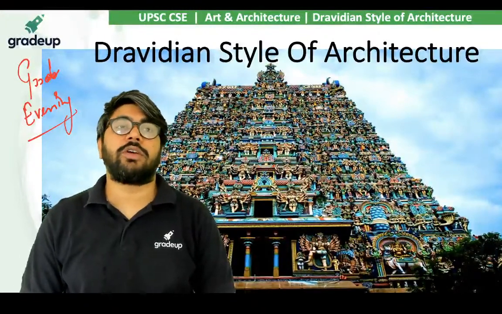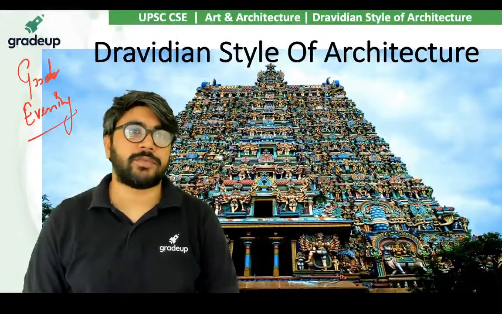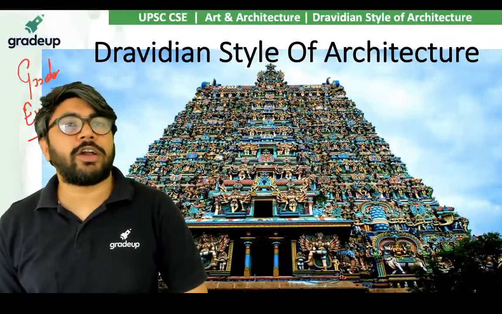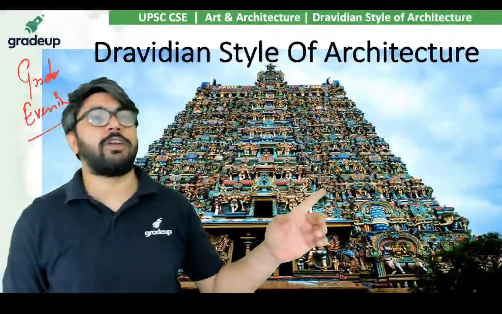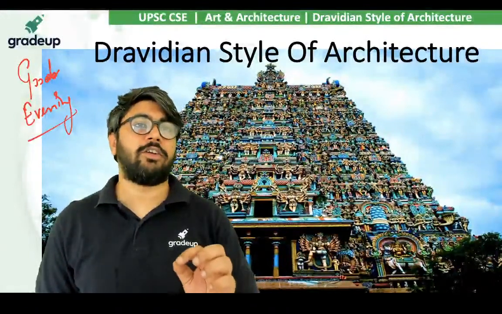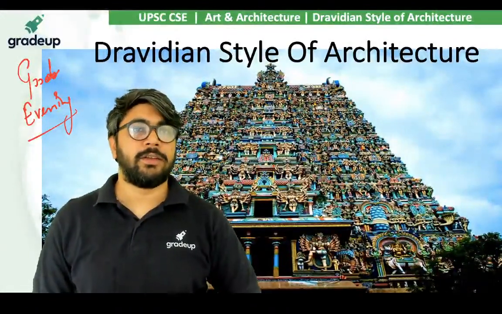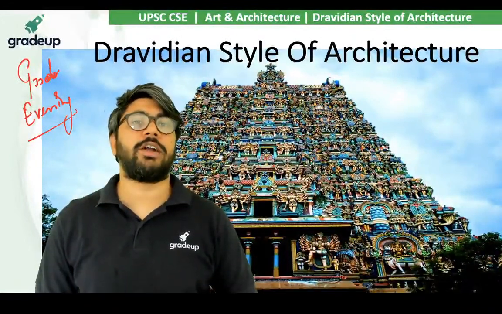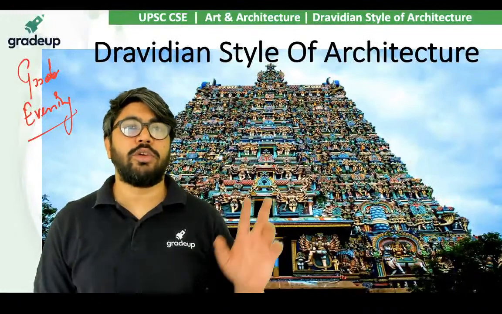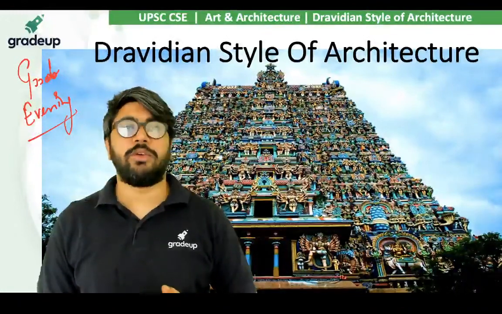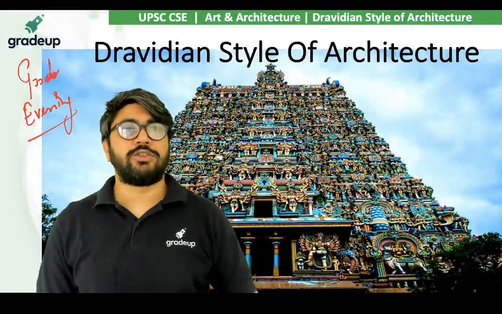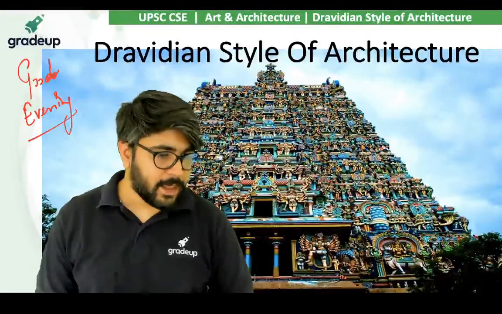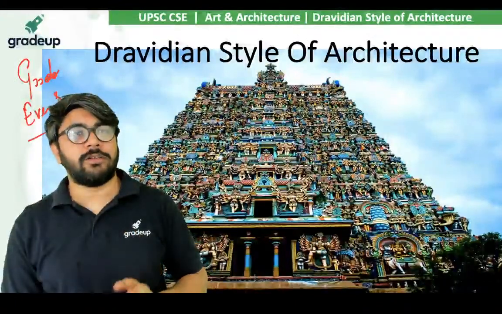Today in this session we are going to look at Dravidian Style of Architecture. I had already taken up a class earlier. If you remember, I had talked about Nagara Style of Architecture, right? The Nagara Style of Architecture is basically found in North India, whereas Dravidian Style of Architecture is found in South India. And you can see a very beautiful image of a temple behind me. So this is Dravidian Style of Architecture, which is found in Southern India. So today we are going to discuss this in detail.